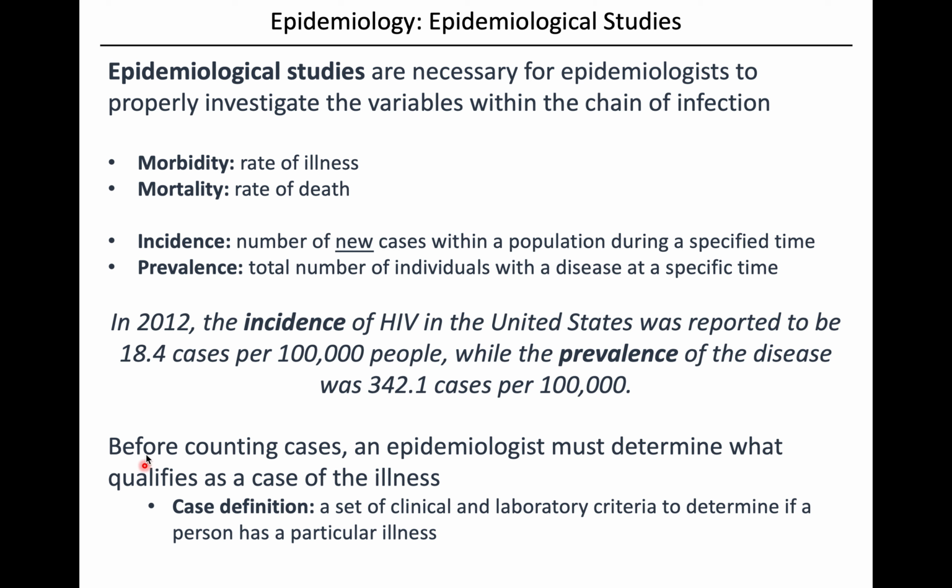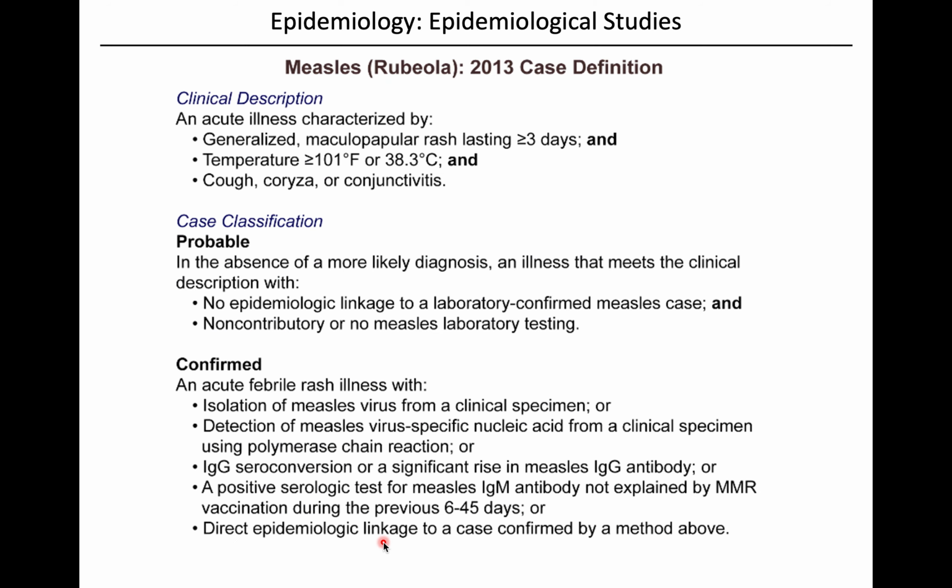And another important point to make when we think about studies is before we could actually start counting cases and figuring out who's sick, where are they sick, we actually need to know what qualifies as being sick, right? What is the case definition is the technical term. So these case definitions are a well-defined set of clinical and lab criteria that are going to be used to determine if a person has a particular disease.